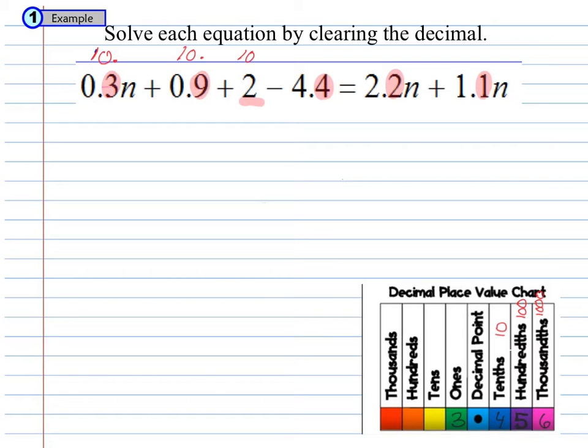And what that does is it basically moves the decimal over to the right once. For every zero that you multiply, it moves over once. So this is 10, so I'm going to go once over, so that becomes 3n. 10 times that 0.9 becomes 9. 10 times 2 is 20. 10 times that 4.4 becomes minus 44. 10 times 2.2n becomes 22n. And 1.1 times 10 becomes 11.